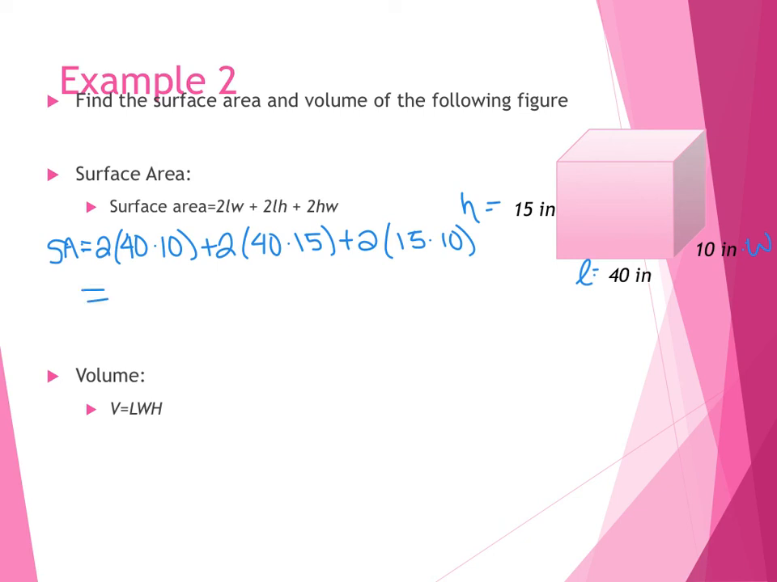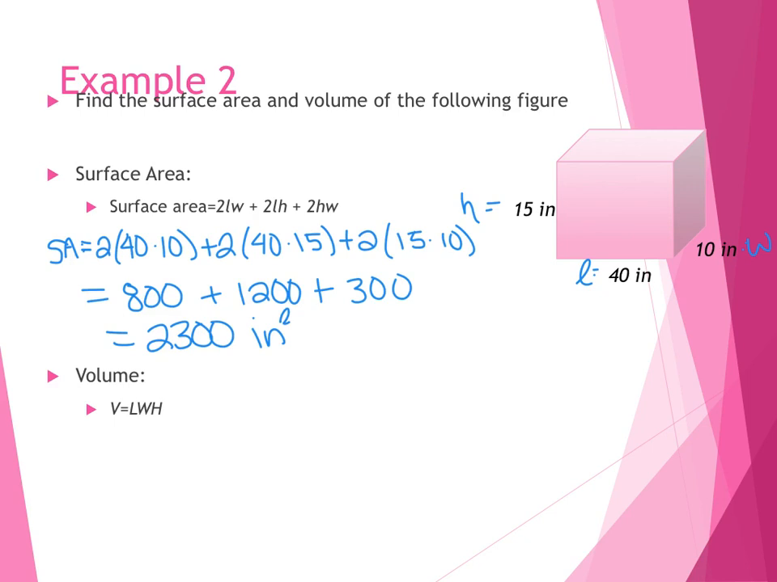So if you plug each of these into the calculator, you should get 800 plus 1200 plus 300. And when you add those, you should get 2,300 square inches. And this is surface area. So since area is square units, surface area is also square units because we're just talking about all of the area of the figure.